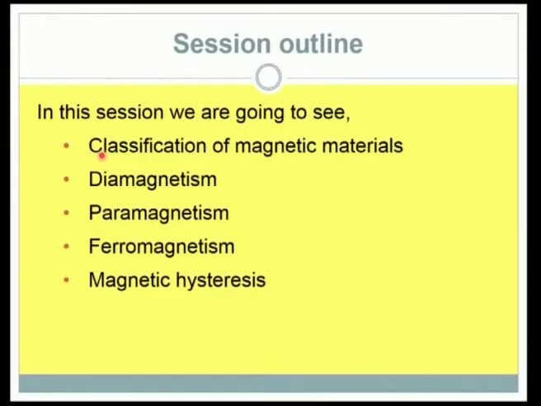In this lecture, we are going to see the classification of magnetic materials, under which the categorization, namely diamagnetism, paramagnetism, ferromagnetism, we are going to learn. And finally, a property called magnetic hysteresis exhibited by ferromagnetic materials. All this we are going to see in this lecture.